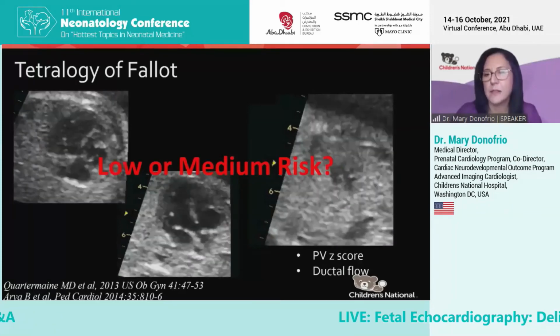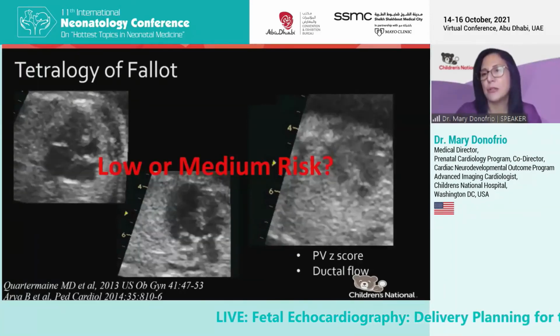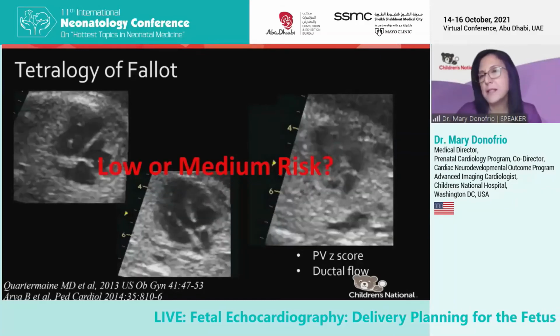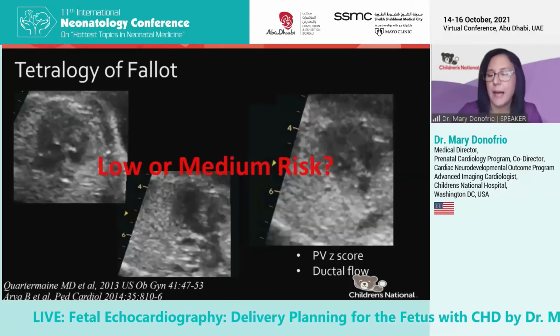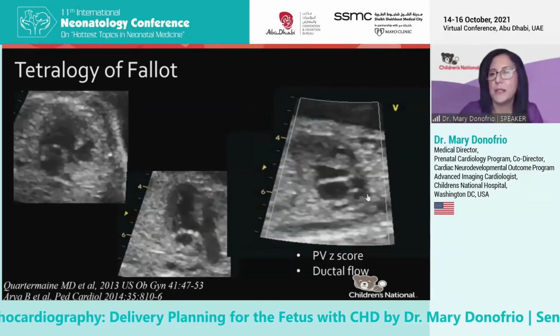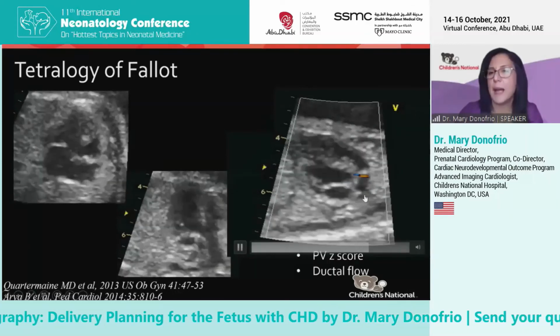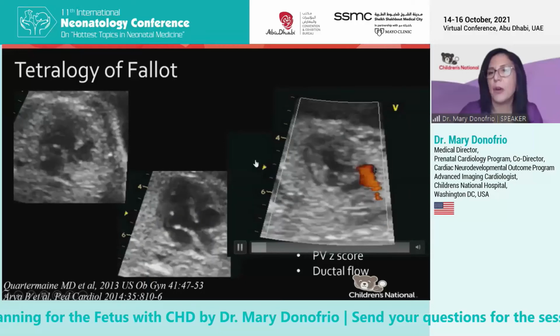We can look at the size of the valve. But more importantly, actually, what we found is looking at the ductal flow pattern. In the fetus, the ductus should flow away from the lungs, so right to left. And if we see that reversed flow pattern, which is this little red jet, the left to right shunt into the pulmonary artery, this suggests that the pulmonary outflow is inadequate.